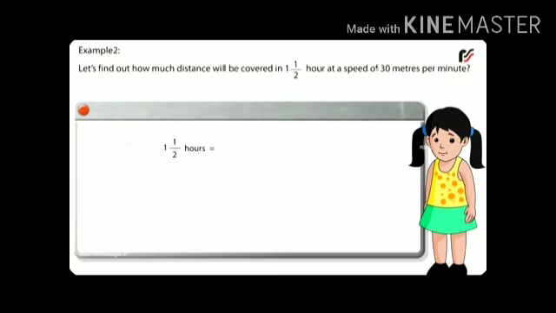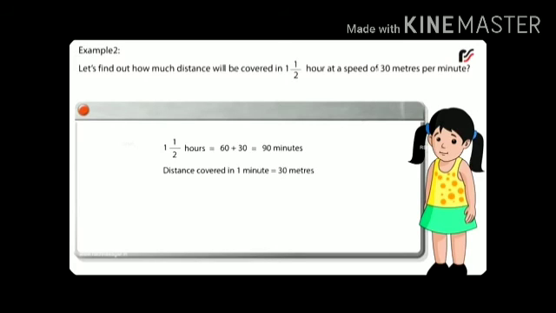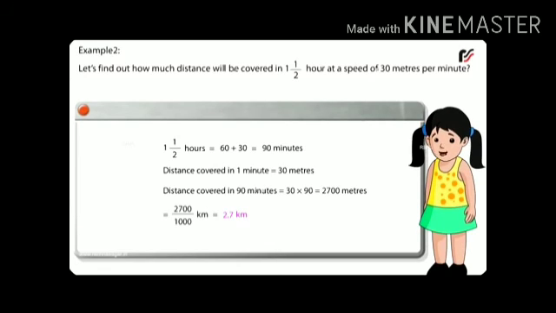Example 2. Let's find out how much distance will be covered in 1 by 2 hour at a speed of 30 meters per minute. 1 by 2 hours is equal to 60 plus 30, is equal to 90 minutes. Distance covered in 1 minute is equal to 30 meters. Distance covered in 90 minutes is equal to 30 multiplied by 90, is equal to 2700 meters, is equal to 2700 divided by 1000 kilometers, is equal to 2.7 kilometers.